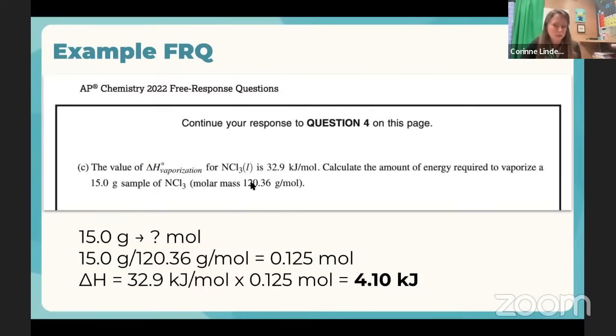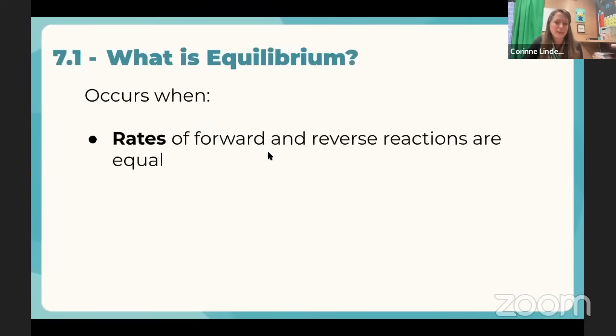Noting that anything from the periodic table, we assume has infinite sig figs, and your sig figs always want to match the value that has the least amount of sig figs. So your least precise value, the one with the fewest sig figs, is the one that you want your answer to match with. All right, so let's move on.